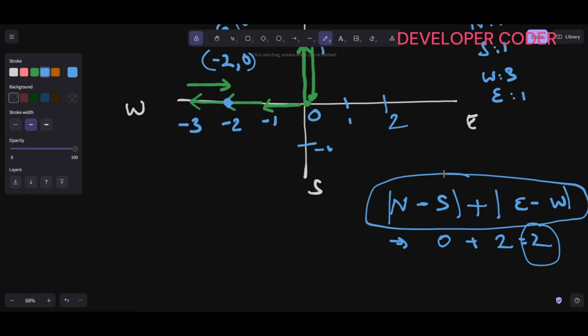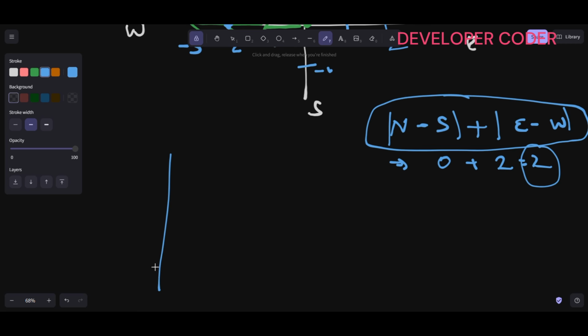Okay, if I just take the absolute value of this, I can say that this is nothing but the number of norths, number of souths, number of easts, number of wests. This is clear now, right?